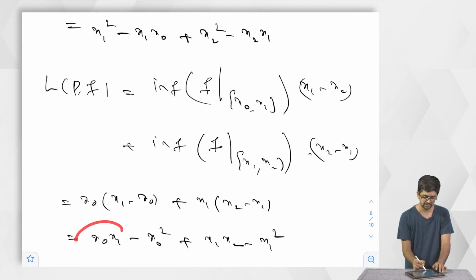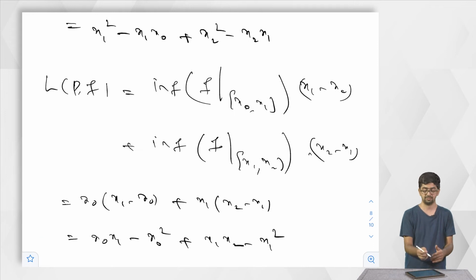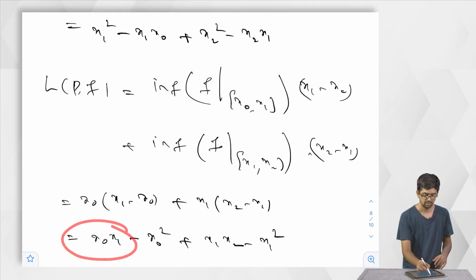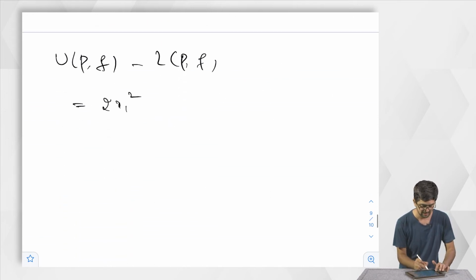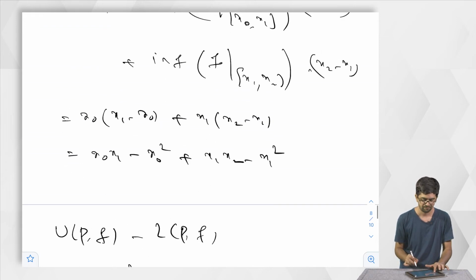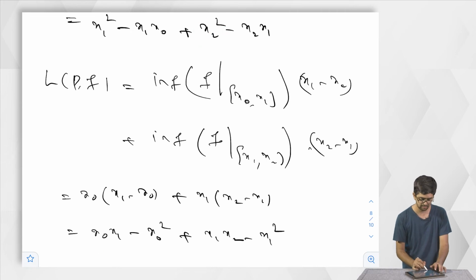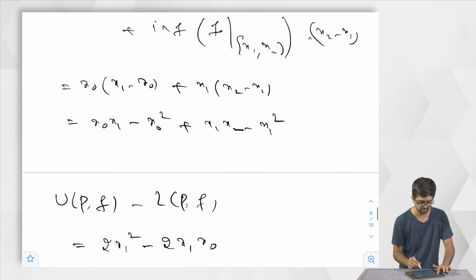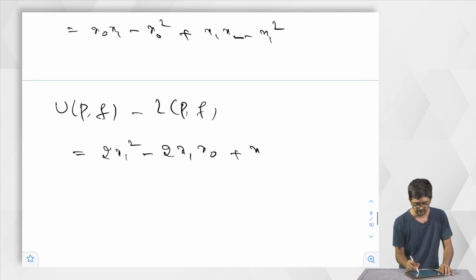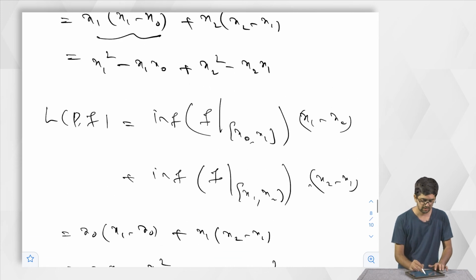There is x1 x0, but if I put minus here, we are doing UPF minus LPF. So there are 2 x1 x0 with a minus sign. So this is minus 2 x1 x0. Third element is x2 square, and there is no x2 square. So this is just 1 x2 square. Now what about x1 x2?